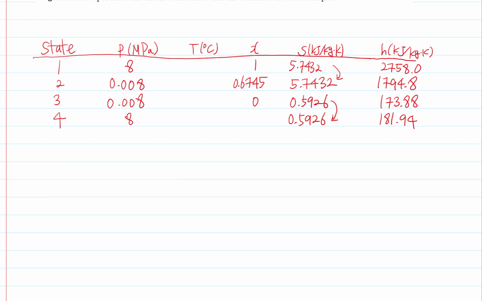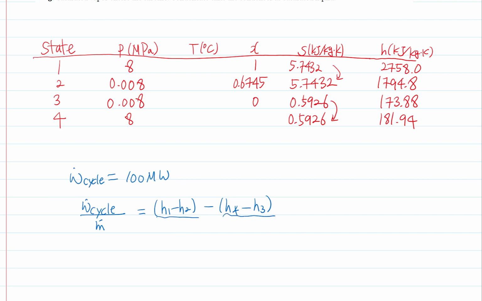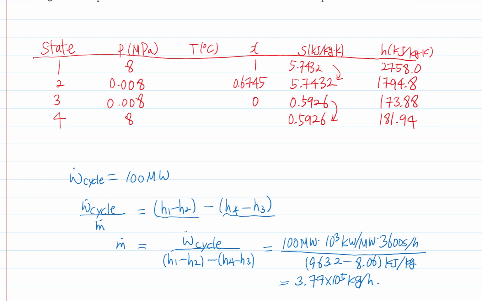Determine the mass flow rate of the steam. In the problem statement, the net power output of the cycle is given, which is 100 megawatt. Net power output per unit mass flowing can be also expressed in terms of enthalpy. So this is the work produced by the turbine. This is the work consumed by the pump. And we solve it for mass flow rate of the steam. So let's put values in. So this is the mass flow rate of the steam.